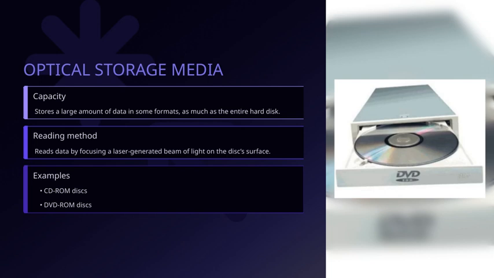Moving on to how they work, these disks are read by focusing a laser-generated beam of light directly onto the surface. This laser detects the data encoded on the disk, allowing for quick and accurate retrieval. As for examples, the most common ones you'll encounter are CD-ROM disks and DVD-ROM disks. These are widely used for storing music, movies, software, and more. Overall, optical storage media play an important role in how we access and share digital content efficiently.